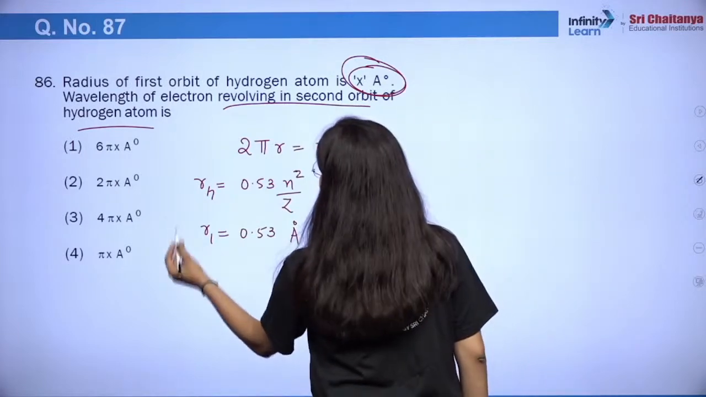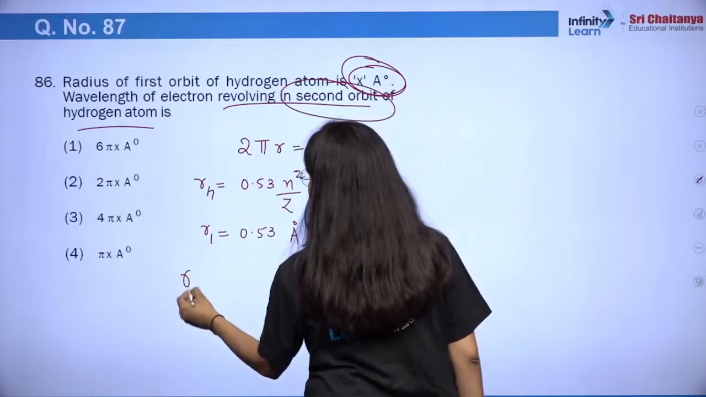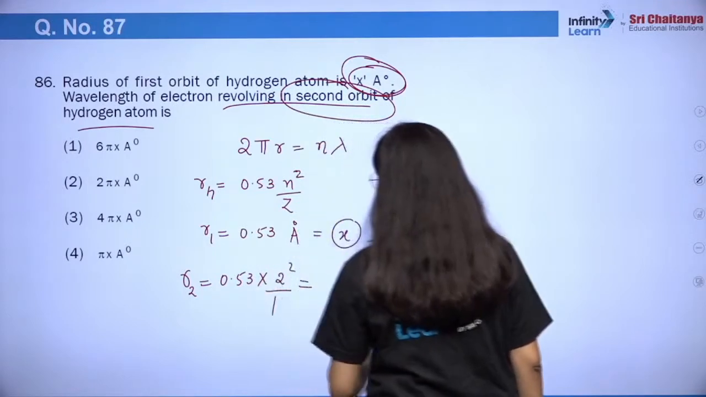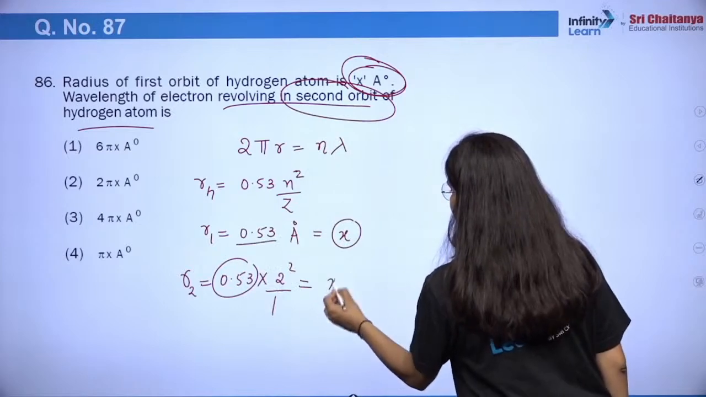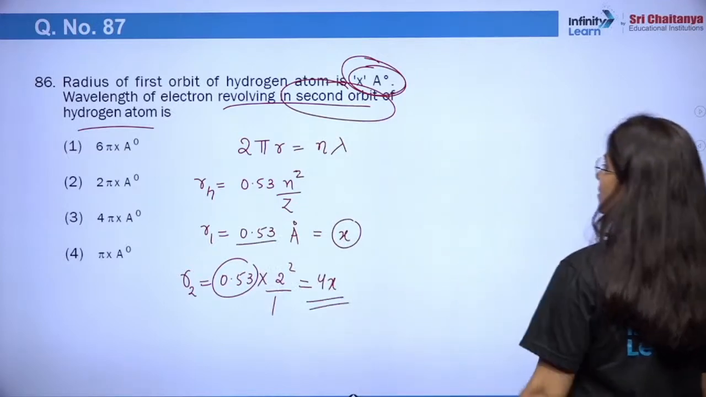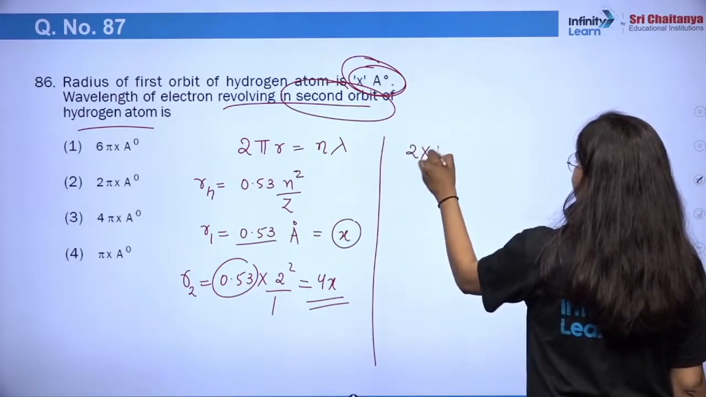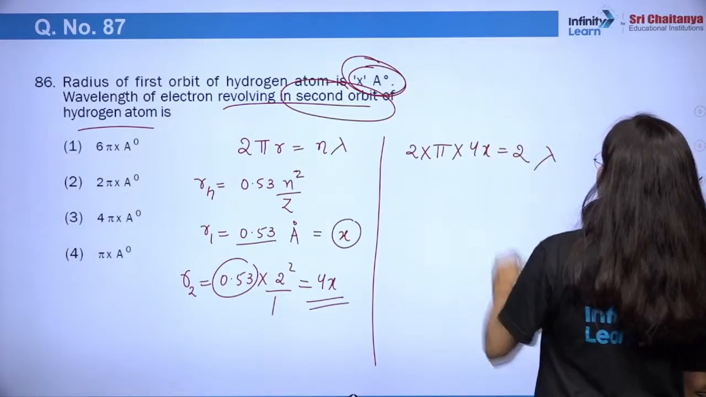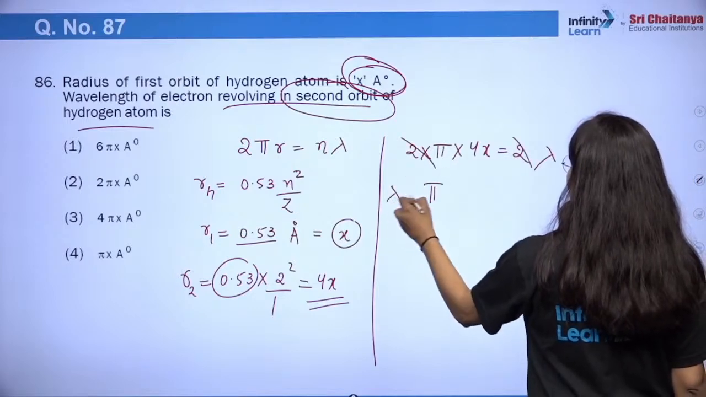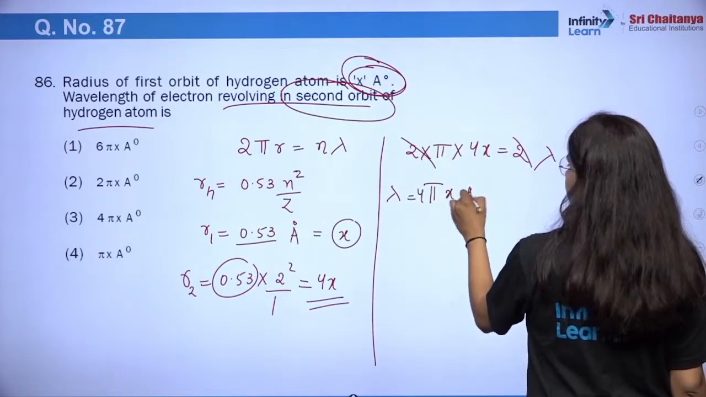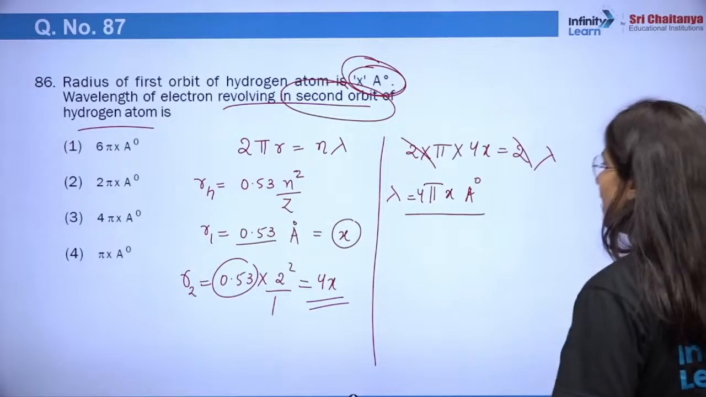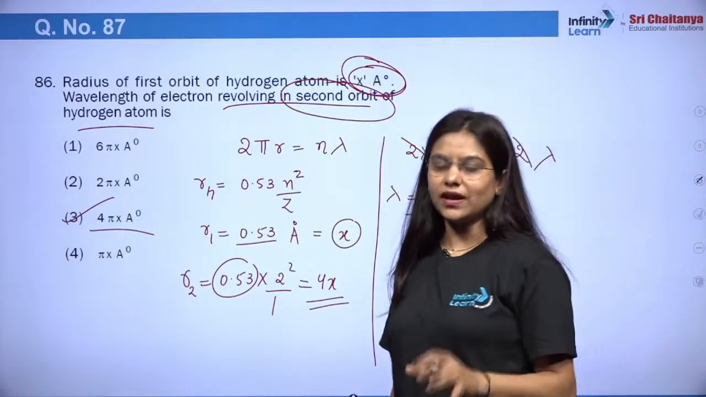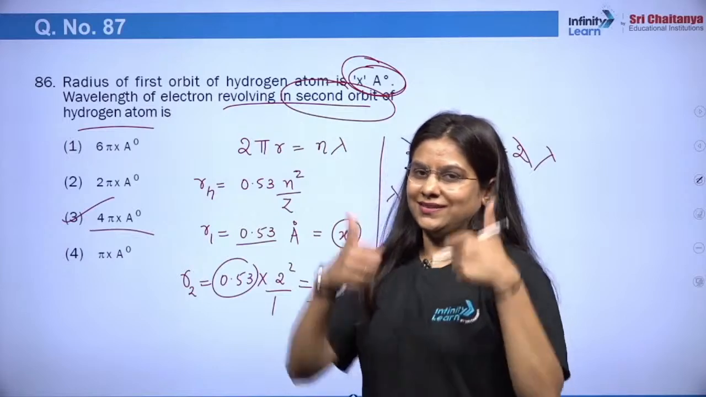Next, when I am talking about R2, what will be the R2? R2 will be 0.53 into n square, means 2 square by 1. So it will be what? This value 0.53 angstrom is x, so this will be 4x. Right? So I'll write this here: 2 into pi into r. What is r? 4x, which is equal to n lambda. What is this n here? 2 lambda. 2 and 2 will be cancelled. What will be the answer? Lambda will be 4 pi x angstrom. So what is the answer? Answer is 4 pi x angstrom. So option third is the correct answer. Yes? Clear? Clear to everyone? Very easy question.